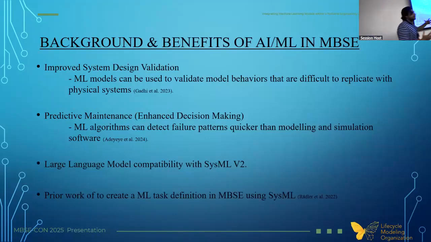So I started to look more into how AI ML is being used in systems engineering. I went to Google Scholar, literature, research papers, and saw different people working on different things, validating model behaviors through ML models. Some people are working on predictive maintenance. I actually went to a couple of colleagues of mine who were really excited about SysML v2, which is supposed to be coming out soon, and said we can use LLMs to generate our system models.